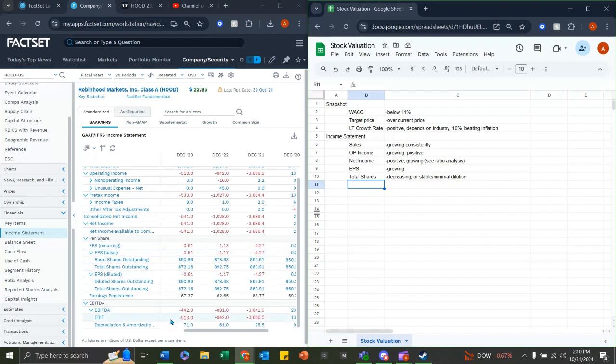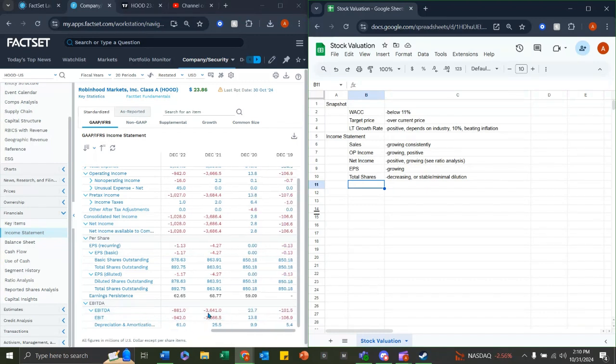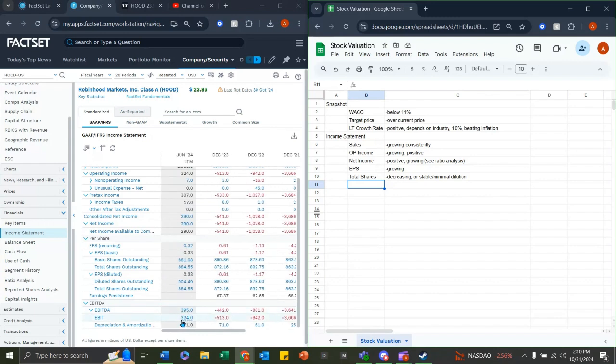EBIT is essentially just like net income again. It's almost the same thing. So I'm not going to put anything for EBIT, but a lot of people like to look at that too. But again, you can see 324, 290, it's a little different, but that's mostly just taking into account depreciation and amortization, which is whatever to me. I really do not care about that too much.